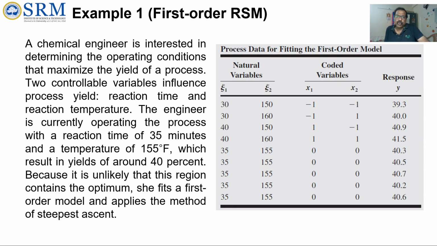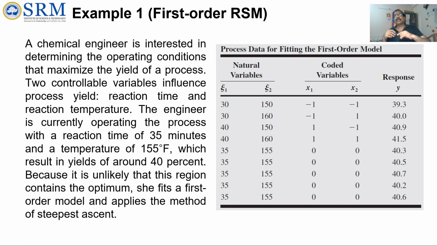Mainly they have two factors, one is temperature and another is reaction time. The current running condition is 35 minutes time and 155 degrees Fahrenheit operating temperature. For that they got 40% yield. So the experimenter wants to increase the yield. So they are proposing steepest ascent, or maximizing the yield.